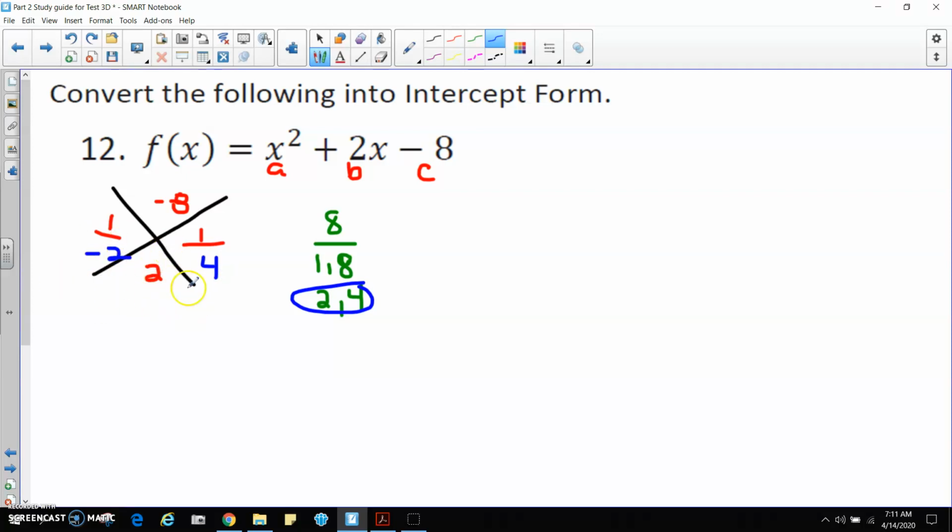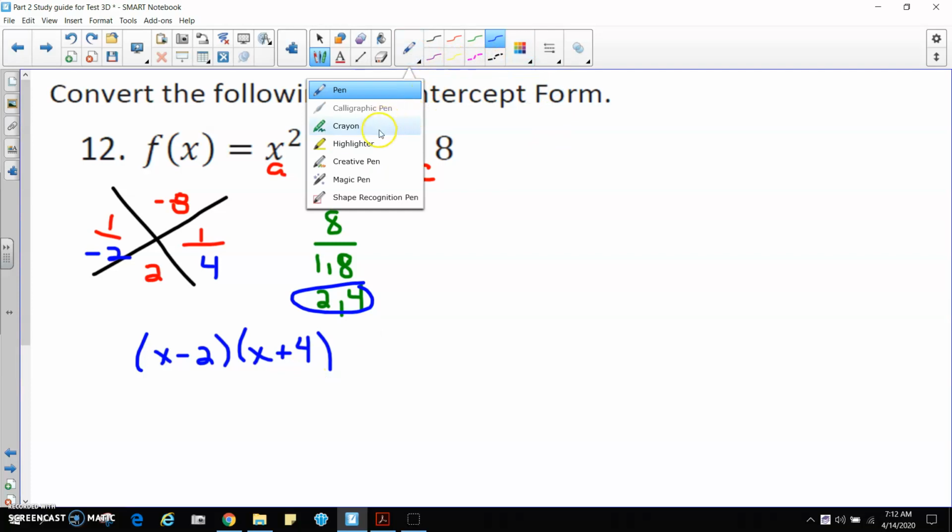Then I look to see if my fractions are reduced, and since they are, I don't have an A because there's no GCF. It's like having a 1. Then this fraction will become a 1x from the top and a minus 2 on the bottom. And this one will become a 1x from the top and a plus 4 from the bottom. Then we take a look to make sure we didn't miss any signs, and that is our answer.